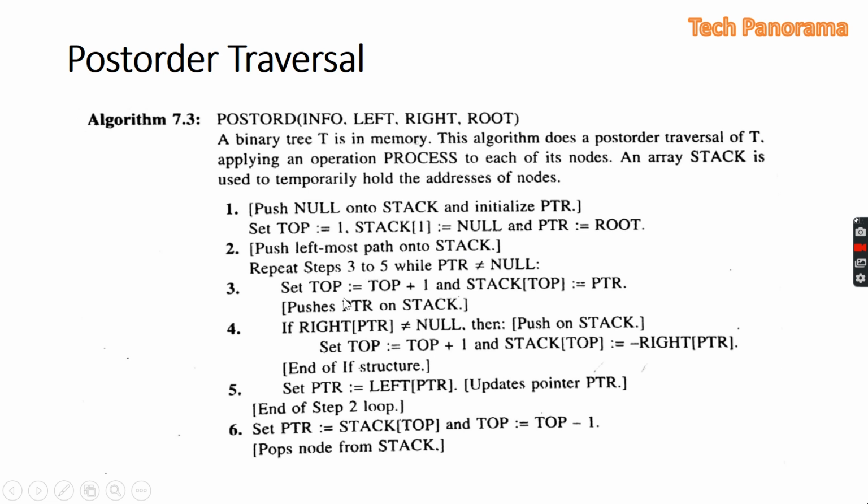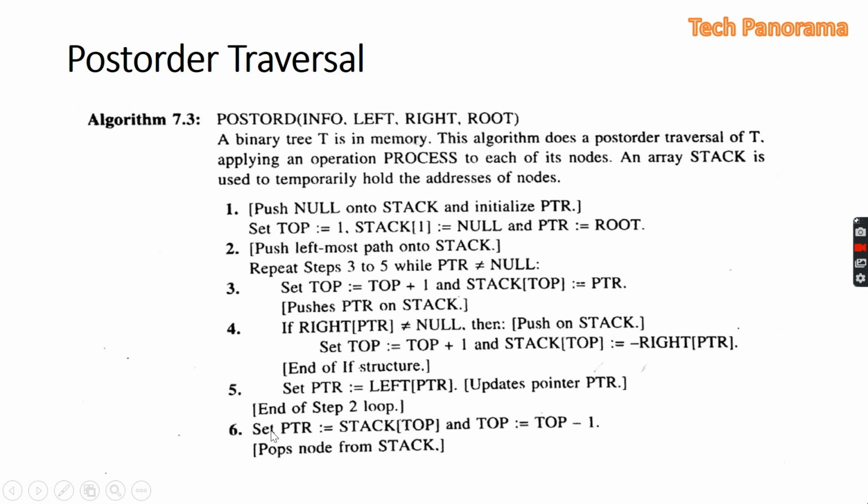First we will push the node and its right node. In step number 3 we are pushing the node, so top is equal to top plus 1 and stack of top is equal to PTR. Next, we will check its right. If the node has a right child, then we will push it into the stack with the minus symbol. The process will go on till the left of PTR is not equal to null. When the left of PTR is equal to null, we will move to step number 6 and start popping the elements.